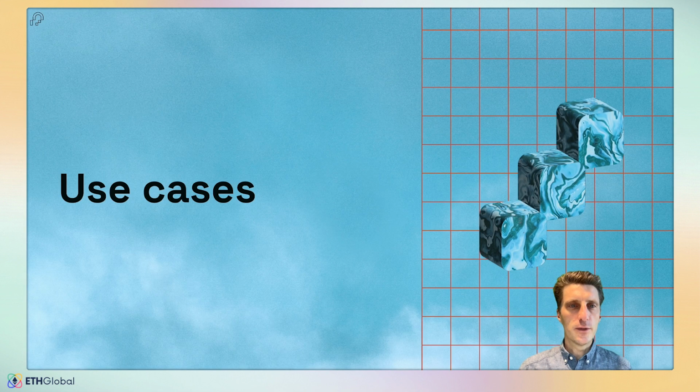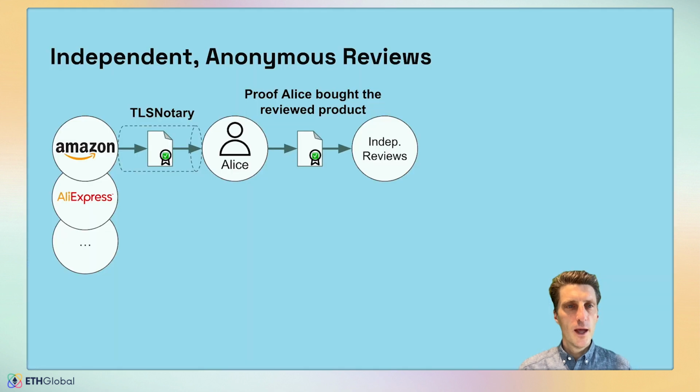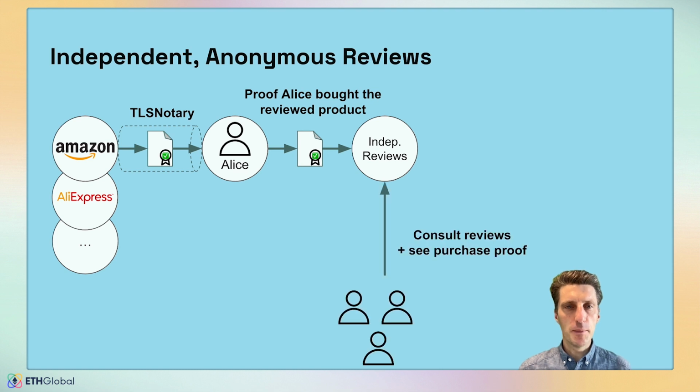Now let's stir that creative pot. Here are some potential use cases. As a first example, imagine a distributed web application where users can post independent reviews for products they bought in online stores like Amazon or AliExpress. With TLSNotary, users can provide this web application with a proof that they purchased this product without revealing any other private information. Other users of the application can consult the reviews, knowing the review was posted by real product owners.